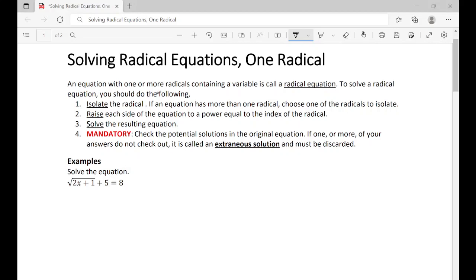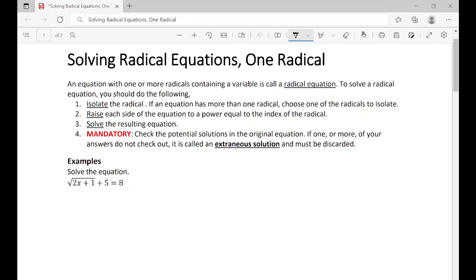An equation with one or more radicals containing a variable is called a radical equation. To solve a radical equation, you should do the following. First, isolate the radical. If an equation has more than one radical, choose one of the radicals to isolate. Second, raise each side of the equation to a power equal to the index of the radical you have isolated. Third, solve the resulting equation.